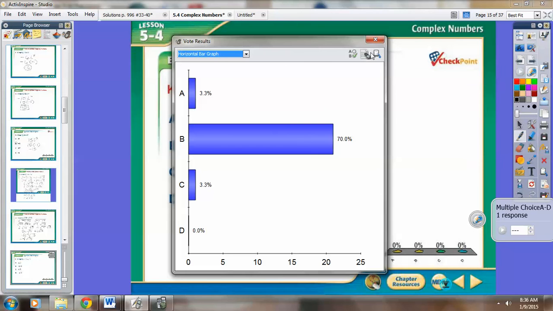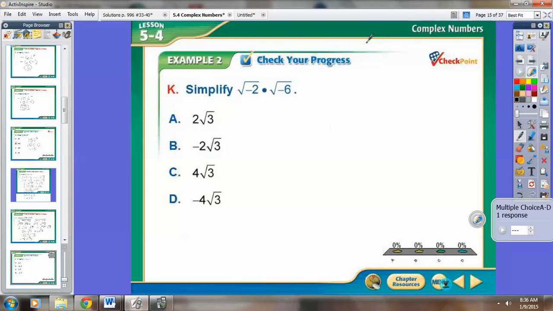Good. Most of you said B. Looks like a couple of you said A and C. So let's look at this. Again, don't multiply -2 and -6 because that's going to give you a real number, and we are going to have an imaginary answer. Or potentially could have an imaginary answer, I should say.